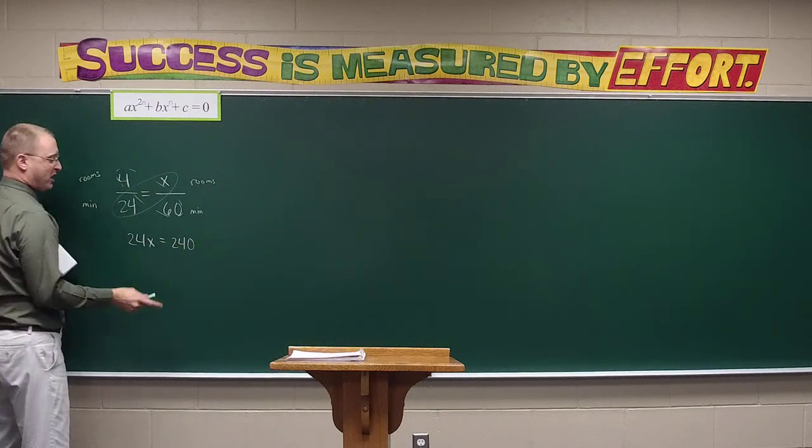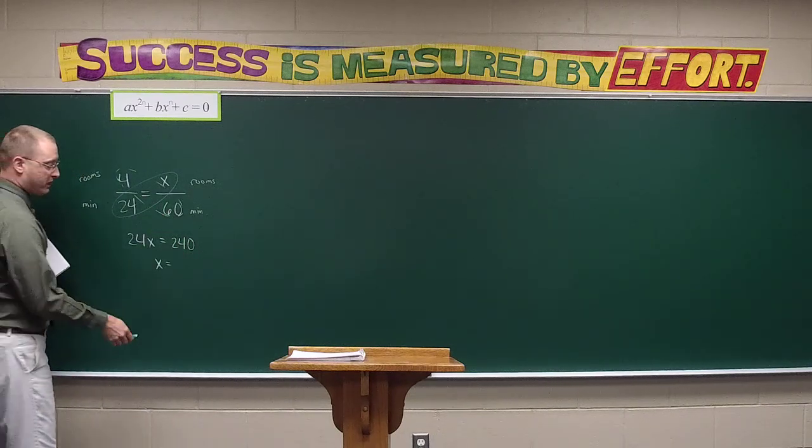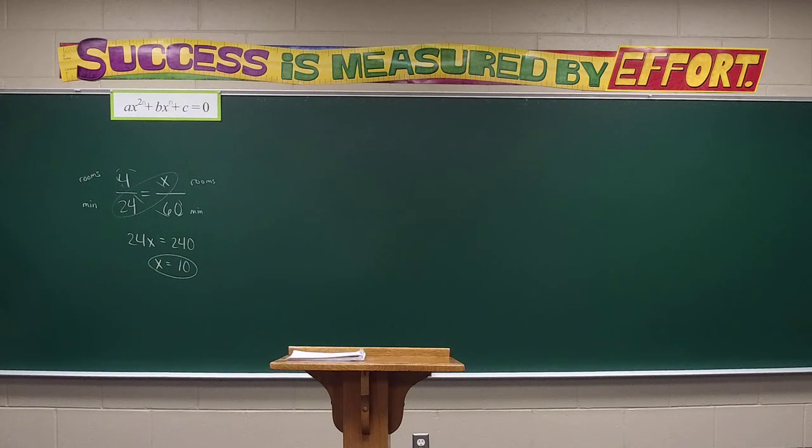And is there an easier way to figure it? Probably, but not too bad this way either. X is equal to 10 rooms. He can do 10 rooms in the 60 minutes he has left. How many remember doing this in junior high? Rooms over minutes equals rooms over minutes. Okay, so looking at number 30.